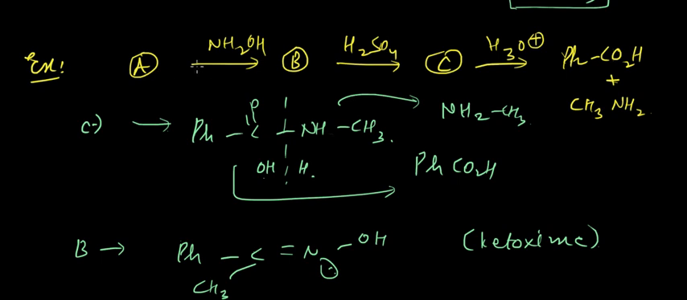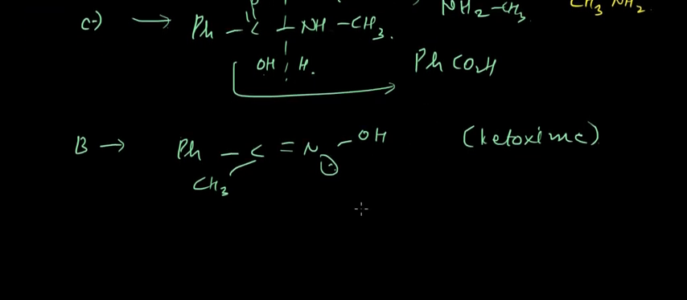And what should be product A, which should be reacting with NH2OH to get to product B. So the product C would be something like, we would have a ketone like this. This would be product C.